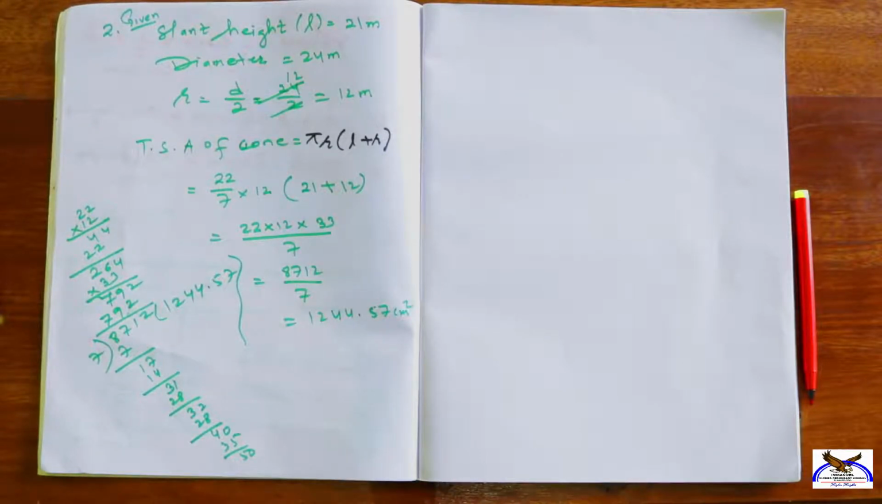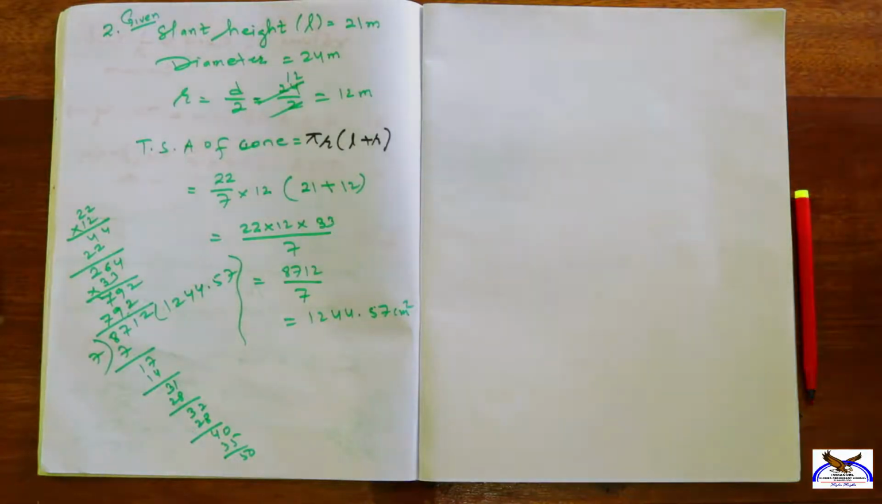Now next we'll go to the next question. Your next question is: the curved surface area of a cone is 308 and its slant height is 14. Find number 1, the radius of the base, and number 2, the total surface area of the cone.